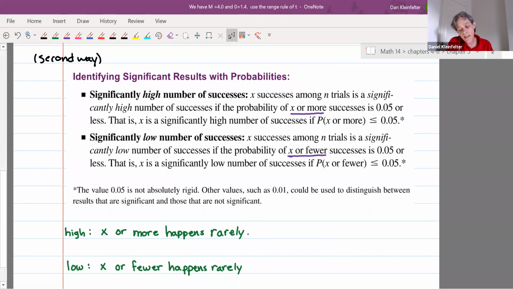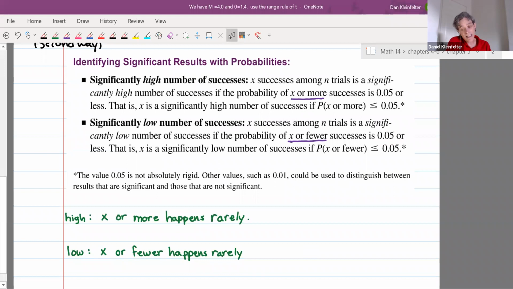We want to contrast this with the other end, a significantly low number of successes. The wording here is really similar, except that it's a significantly low number of successes if the probability of getting X or fewer successes is 0.05 or less. So again, X is significantly low if the probability of X or fewer is 0.05 or less.